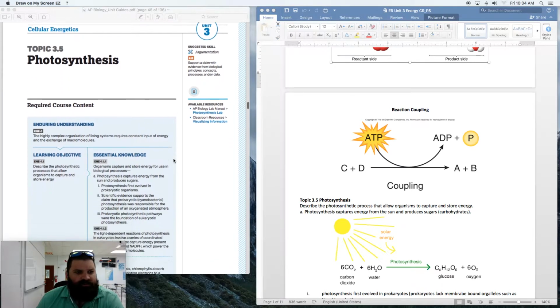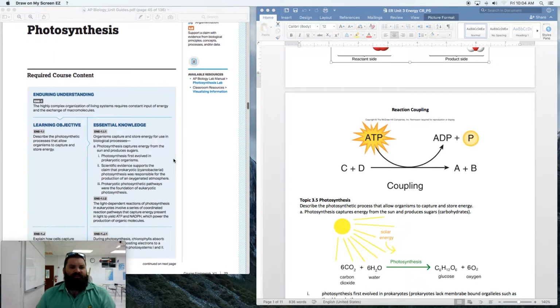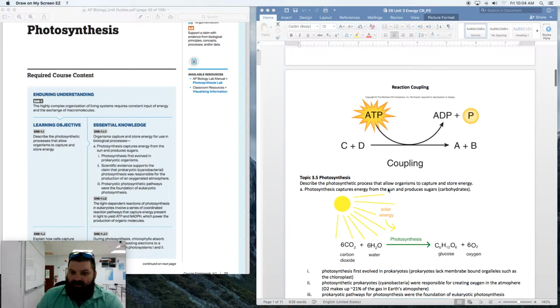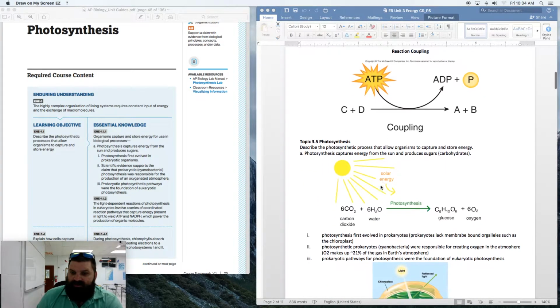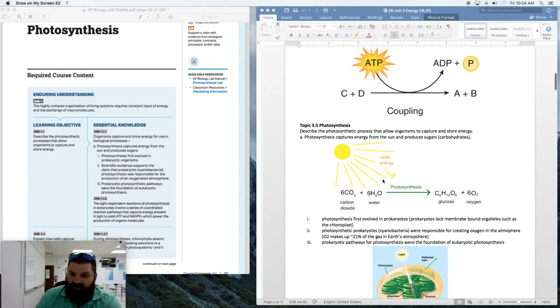All right, photosynthesis. The highly complex organization of living systems requires constant input of energy and the exchange of macromolecules. So we'll look for energy here, and we'll look for what macromolecules are being passed. Describe the photosynthetic process that allows organisms to capture and store energy. Photosynthesis captures energy from the sun and produces carbohydrates.